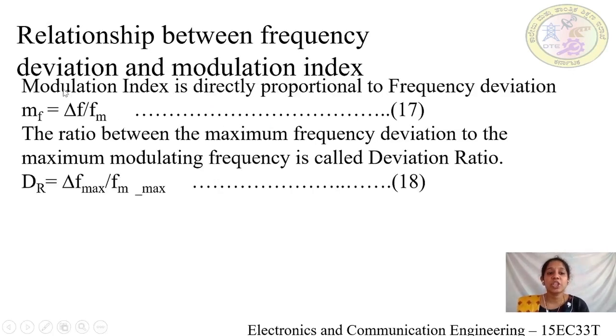Now, what is the relationship between modulation index and frequency deviation, maximum frequency? So, modulation index is directly proportional to the frequency deviation, and the ratio between the maximum frequency deviation to the maximum modulating frequency is called deviation ratio.